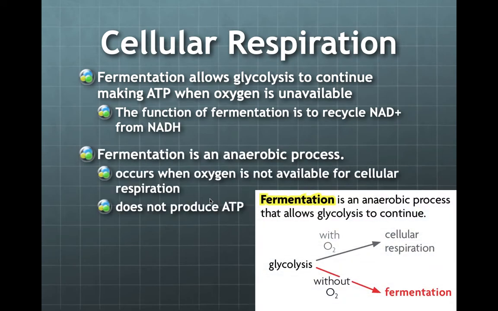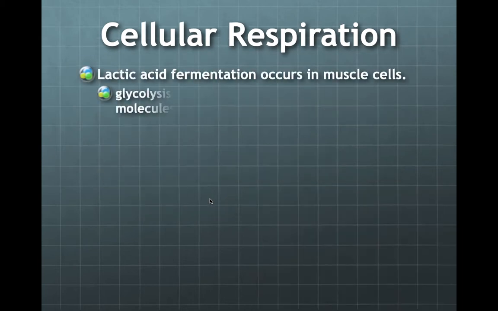Fermentation allows glycolysis to continue while making ATP when oxygen is unavailable. The function of fermentation is to recycle NAD plus from NADH. This is what can keep the cycle going back and forth. Fermentation is an anaerobic process, and it occurs when oxygen is not available for cellular respiration. It does not produce ATP. This is the only thing we're doing this for, to recycle NAD plus from NADH.